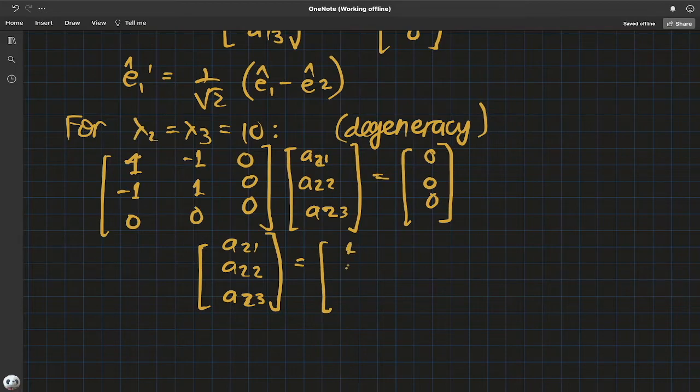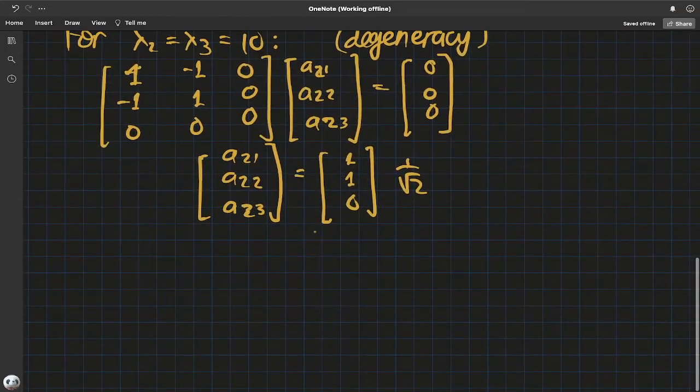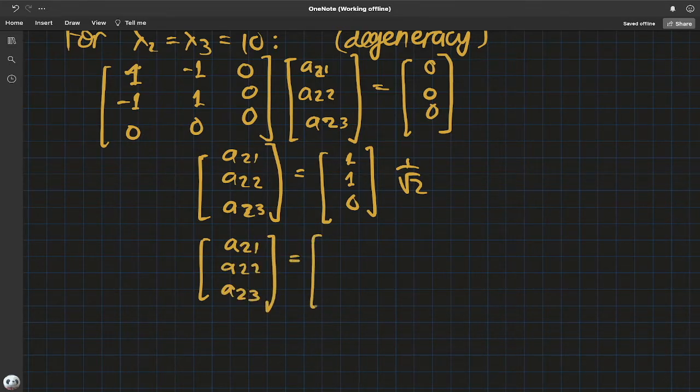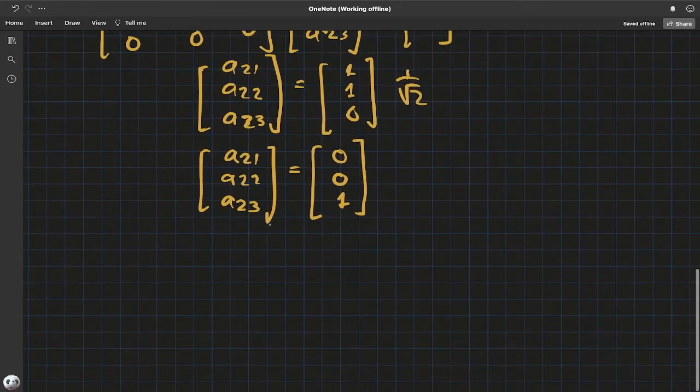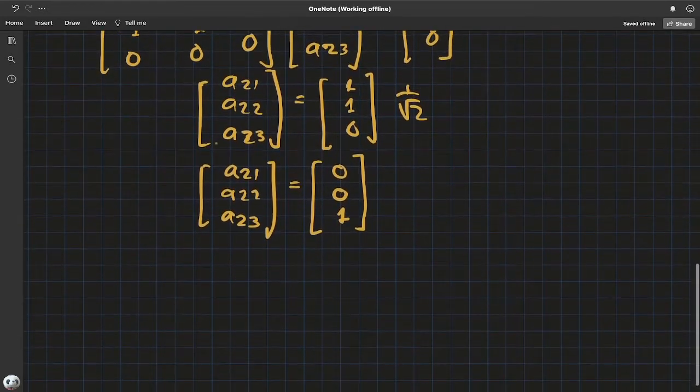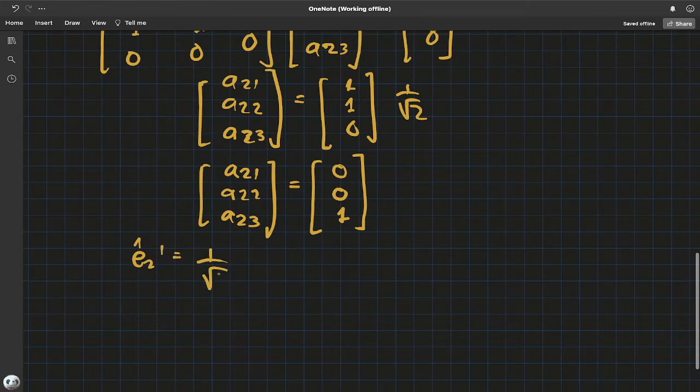It's going to be 1, 1, 0, but again normalize it. And this is for, say, one of them, and for the other it's pretty evident it's going to be 0, 0, 1, and you don't need to multiply or divide by anything because the last column was entirely made up of zeros. So this gives me E2 prime is just 1 over square root of 2 times E1 plus E2. E3 prime is the same as E3.